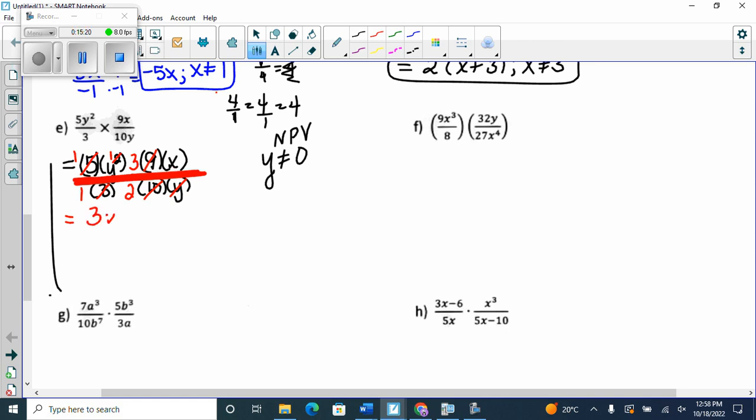They don't write it as yx because they always write your variables in alphabetical order. But if you wrote 3yx, you wouldn't be wrong, just so you know. They're always going to write it in alphabetical order. All over 2. And then y can't equal 0.